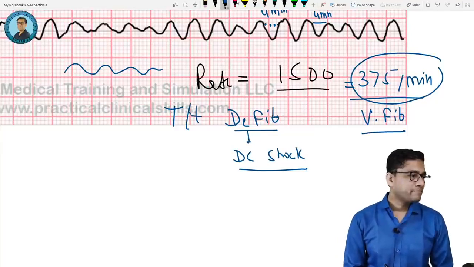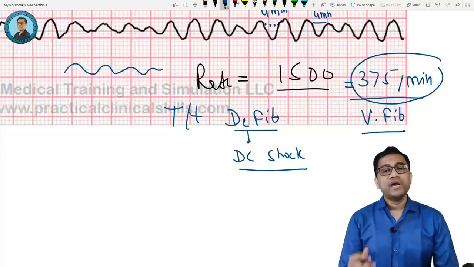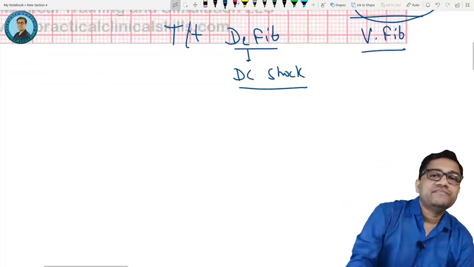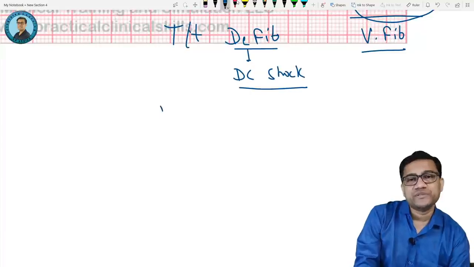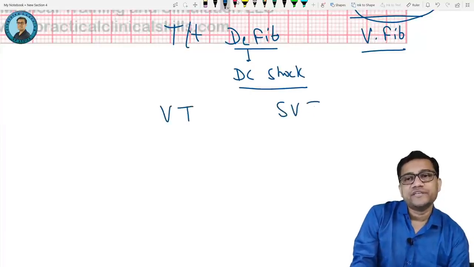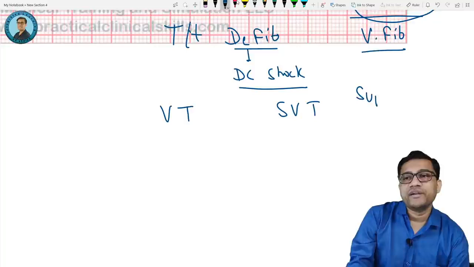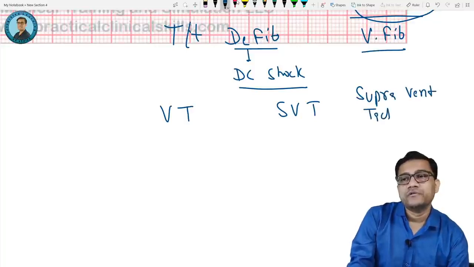Okay, done. Now comes the difference between VT or SVT. You have heard a lot about it, let me tell you what it is. VT or SVT, what is SVT? It is supraventricular tachycardia. Ventricular.